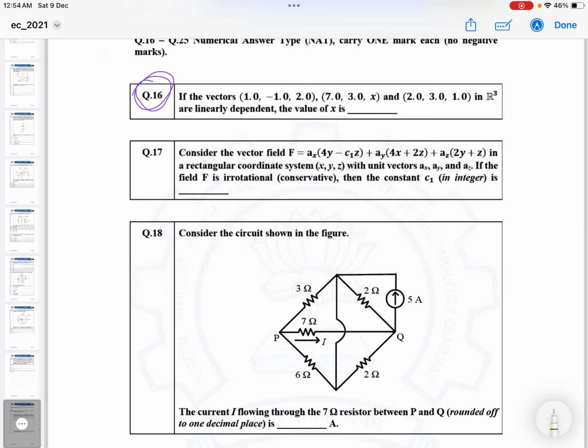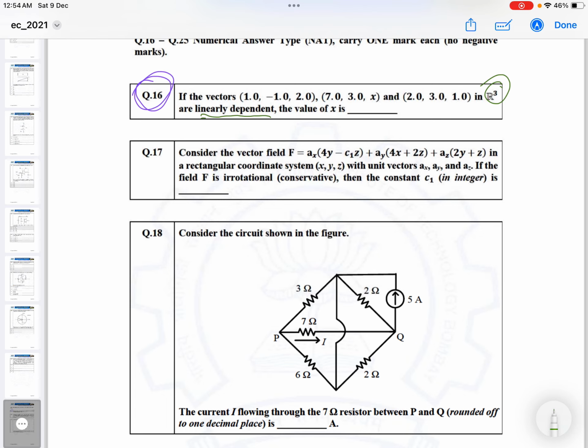If the vectors, so these three vectors we have been given in R cube, are linearly dependent, and the information we have been given about these vectors is that they are linearly dependent. So what does it mean to be linearly dependent? It means that there exists some combination of these vectors that will produce a zero vector, apart from the trivial zero combination, right? So there are a lot of ways to look at linear dependence.